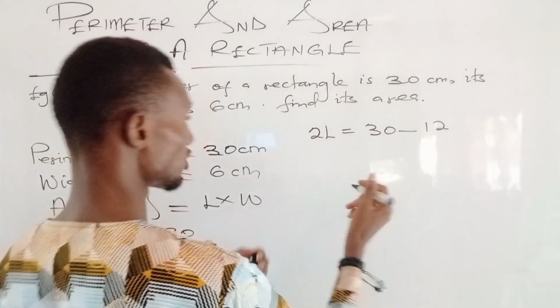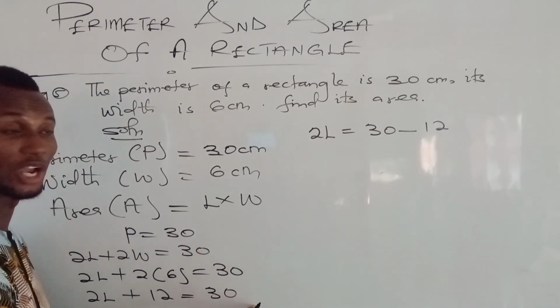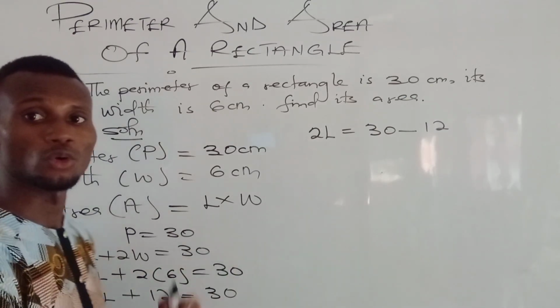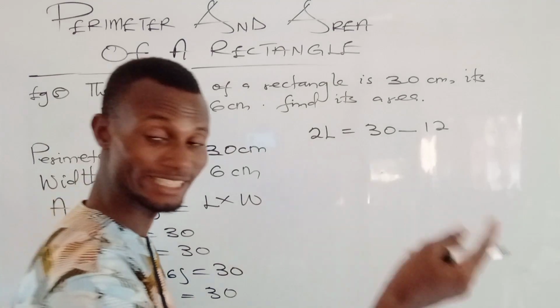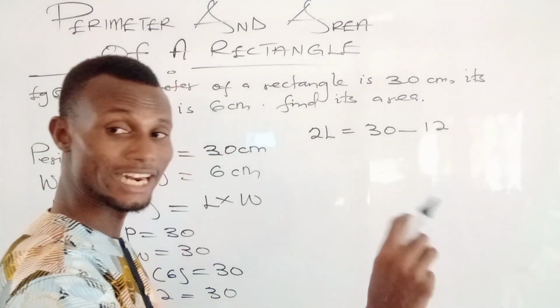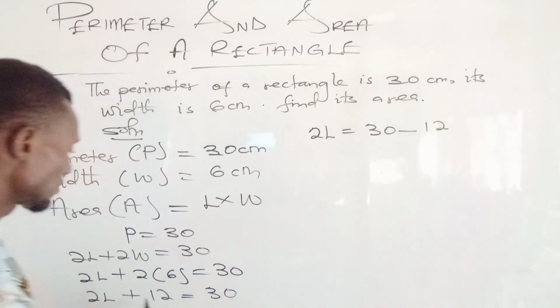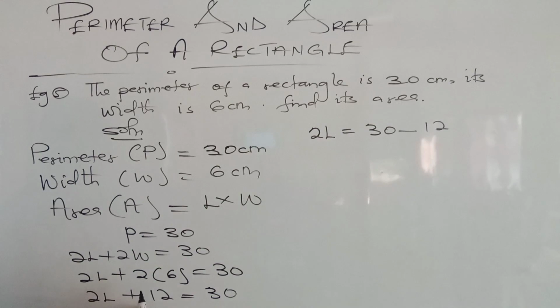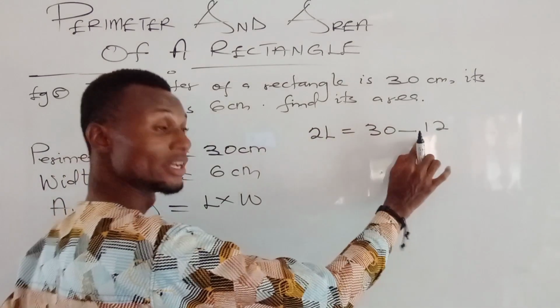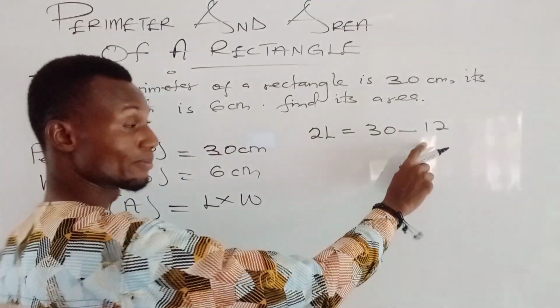Let's go ahead, because this 12 will cross the equal sign to go and join the 30, and when anything crosses the equal sign, the sign changes. If it is positive and crosses the equal sign, it changes to negative, and if it is negative and crosses the equal sign, it changes to positive. So this positive 12 crosses the equal sign to join the 30, so that's why it became negative 12 here. So my 2L equals 30 minus 12.